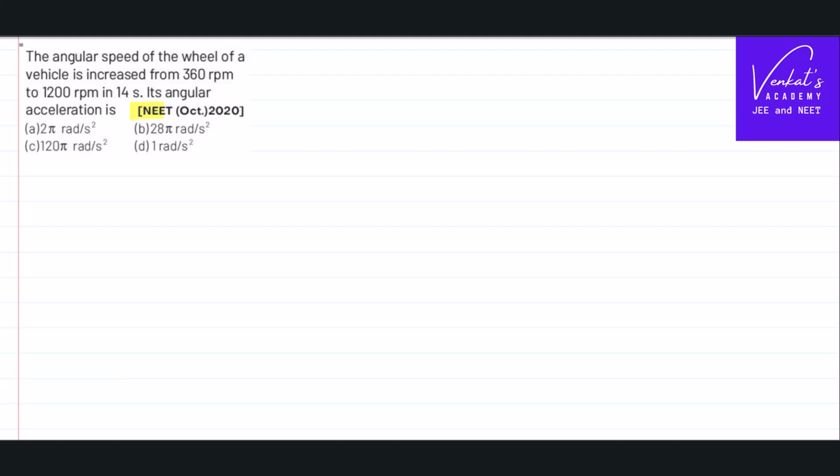This is the NEET 2020 question in rotational motion, a sample question. The problem is like this. The angular speed of a wheel increases from 360 rotations per minute to 1200 rotations per minute in 14 seconds. What is its angular acceleration? Let us try to see what is given.